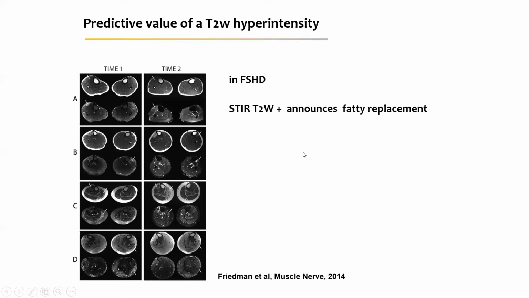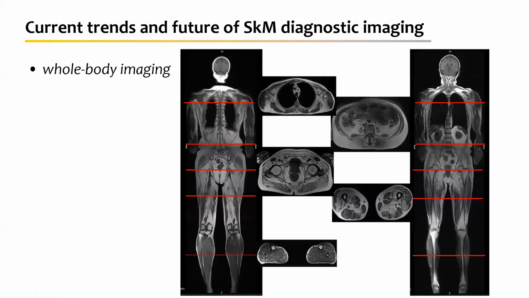So this is really the value of STIR imaging. It indicates the degree of the disease activity and is, I would say, irrespective of inflammation. It's more global. Now, current trends.